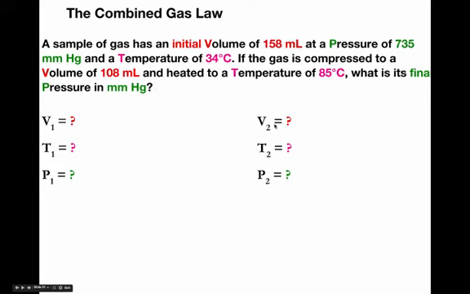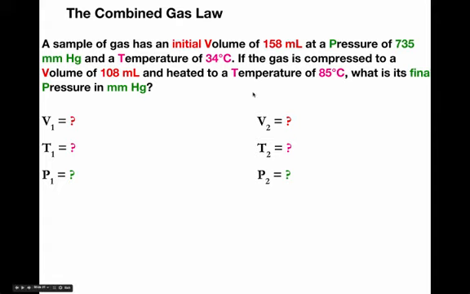And then you do the same things for V2, T2, and P2. You just look through the problem and find the pieces of information that you know. And there will always be one piece of information that you don't know, and that will be the thing that you are trying to solve for, the thing that you're trying to figure out.